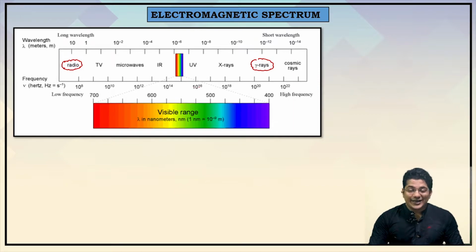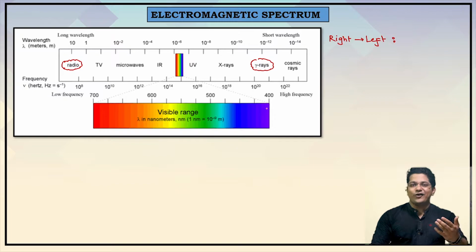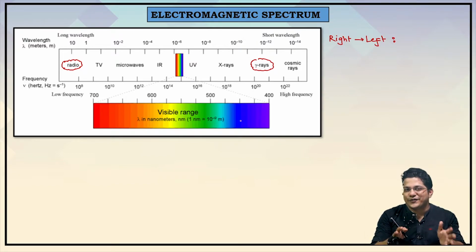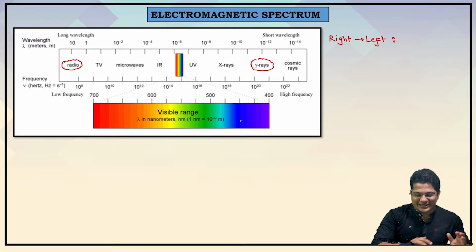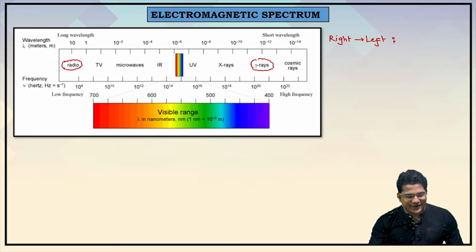Listen, can I say that as you move from your right hand side towards your left hand side, the energy of the waves goes on increasing or decreasing? The energy of the waves goes on decreasing, that is moving from gamma radiations towards the radio waves. So over here, moving from right to left, the energy decreases. Okay, let's see further.